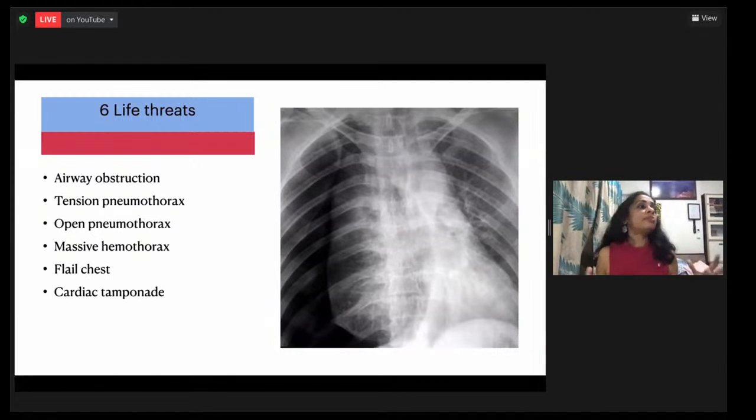Now, when the patient comes to our emergency department for various reasons, he could be obtunded, his airway could be obstructed because of vomitus, blood, edema, and we have to take charge and take control and put in a tube. That is one thing that we need to sort out immediately.